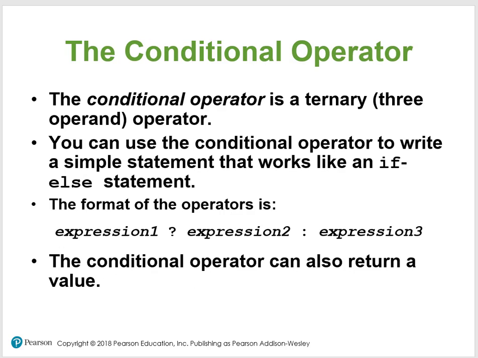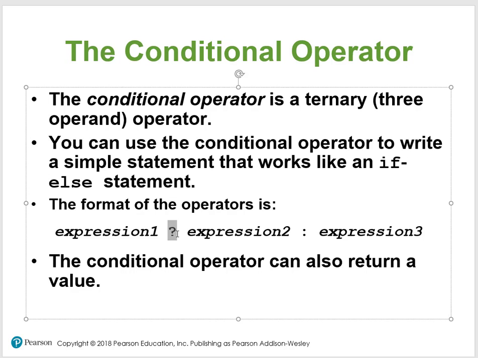When you come over here and look at the conditional operators, this is the other piece, and this came from C++ as well. The syntax is expression 1, a question mark, expression 2, a colon, and expression 3. Let's take a look at what all this means. The conditional operator is what's called a ternary, or three-operand, operator. You can use the conditional operator to write a simple if-else statement. The format is: this is the condition, expression 2 is the true part, and this is the else part.